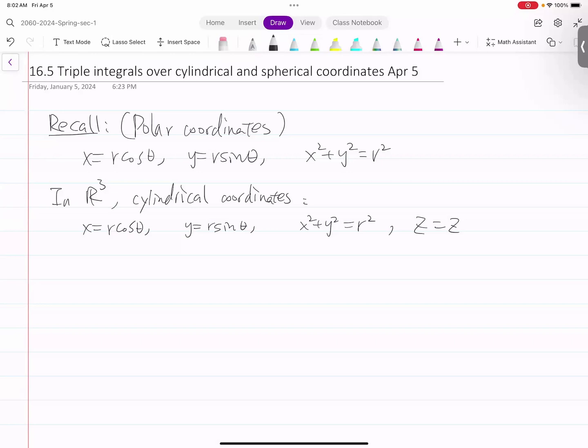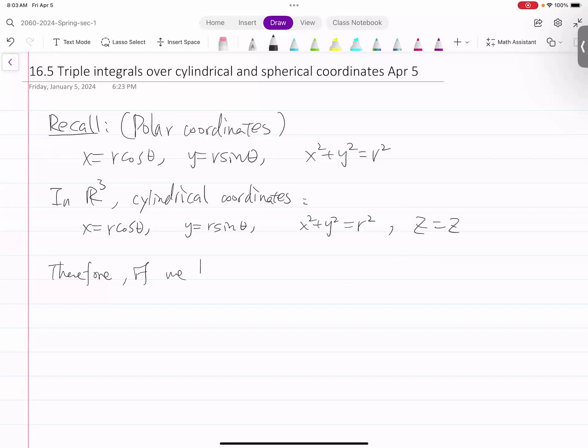So you can see here, the z coordinate, or the elevation coordinate, will not change. But if you do the projection of the point x, y, z down to the xy plane, then you will describe that projection in polar coordinates. So that's what we do.